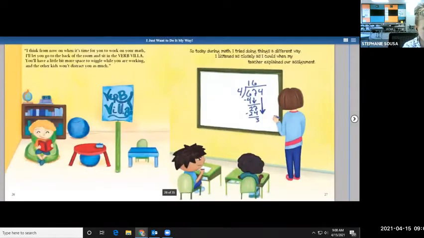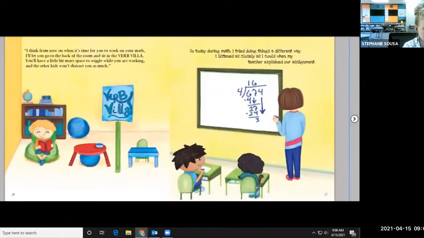I think from now on, when it's time for you to work on your math, let's go to the back of the room and sit at the verb villa. You'll have a little bit more space to wiggle while you're working, and the other kids won't distract you as much. So, today in math, I tried doing things a different way.